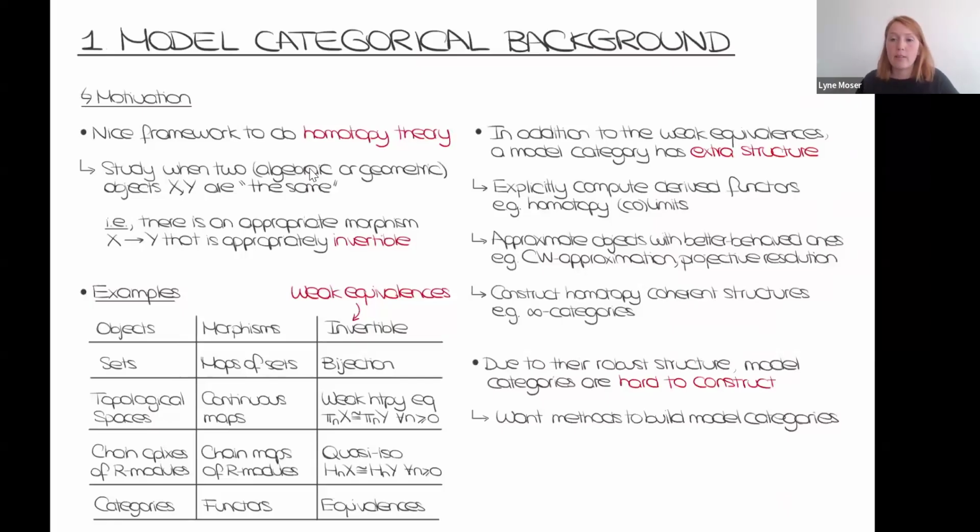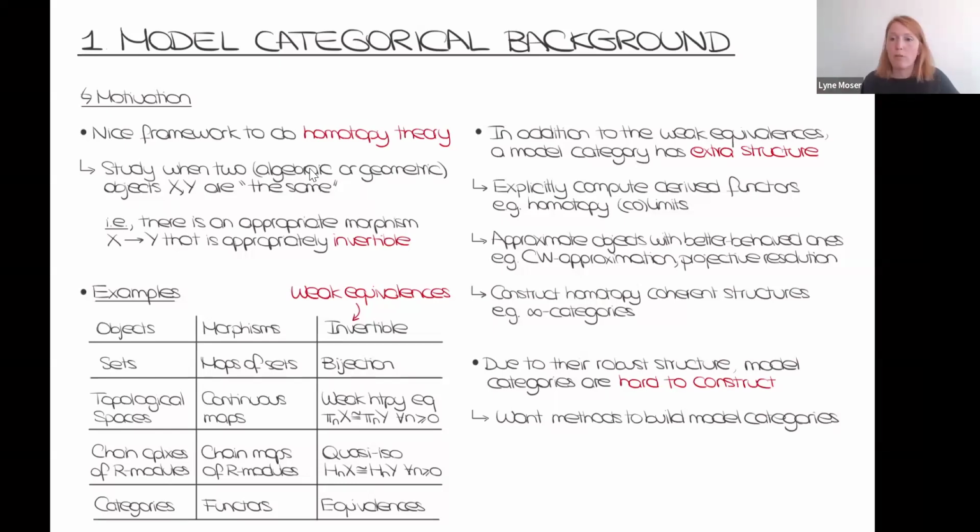And as I said, we have weak equivalences, we have an extra structure, and then there are lots of axioms that a model category satisfies. This makes it into a very robust structure. And so in particular, building a model structure in practice is really hard. This is where this project came into place, because we want to find methods to build model categories. We want to have some conditions that are checkable in practice that we can use to build model structures on certain categories.